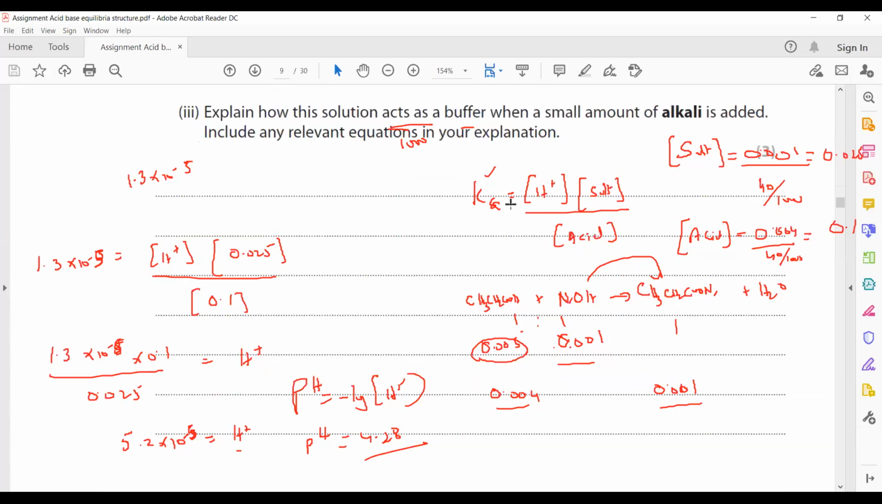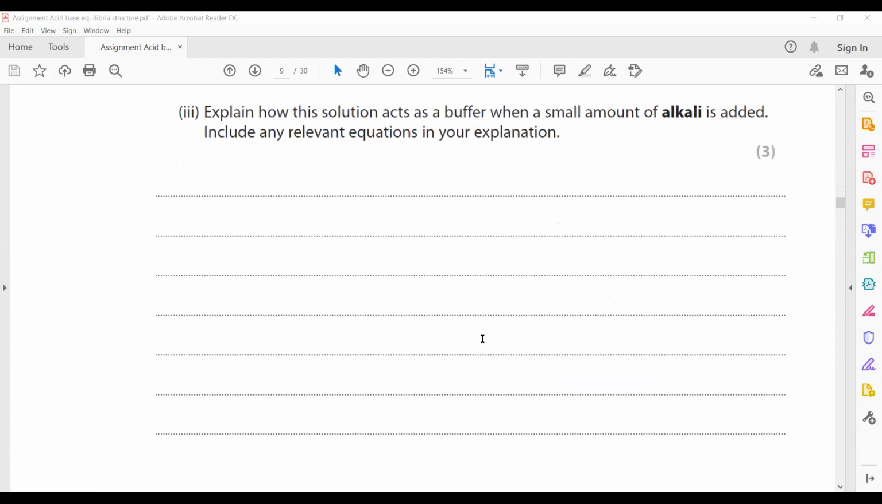Explain how this solution will act as a buffer when small amounts are added. Again, the same way you will mention the answer. We have a reservoir. Always mention an excess or a reservoir of propanoate ion, because here it's a mixture of propanoic acid and sodium propanoate. So we have a reservoir of propanoate ion. Adding an alkali reduces the amount of hydrogen ion, which increases the amount of propanoate ion, but it is already in excess. So a small change hardly changes the ratio of salt to acid. Is it clear?